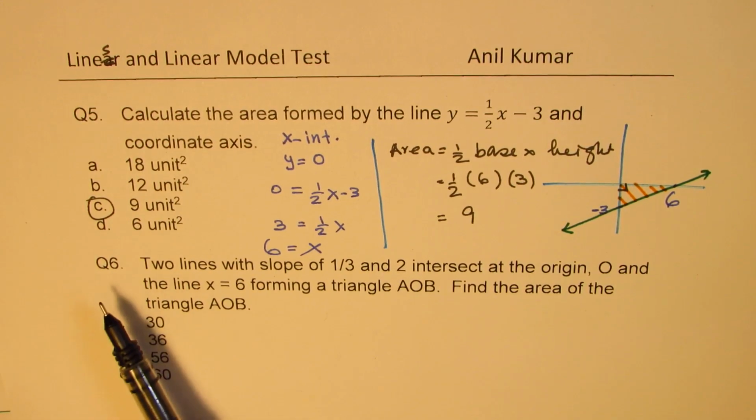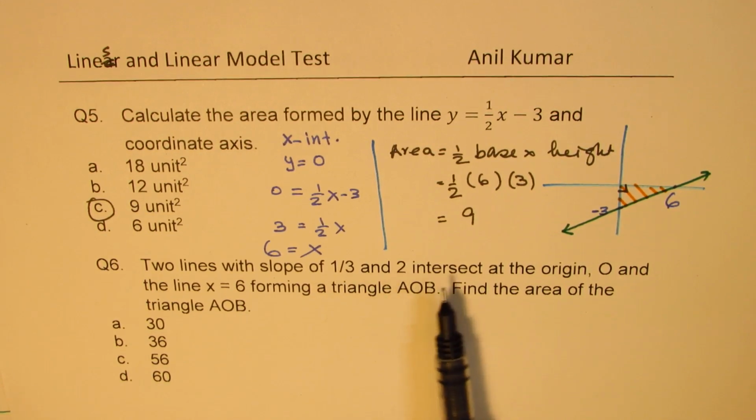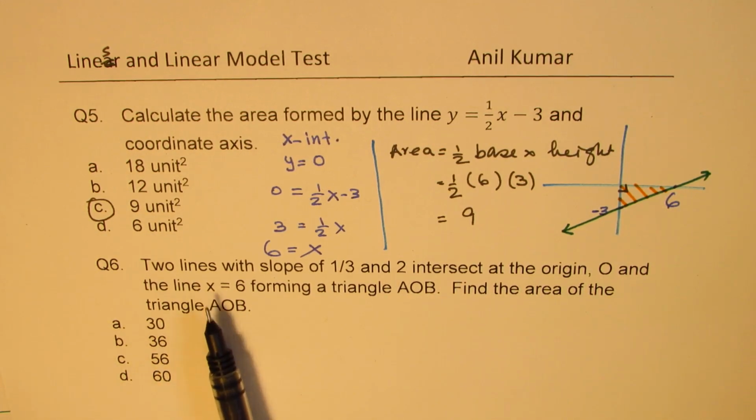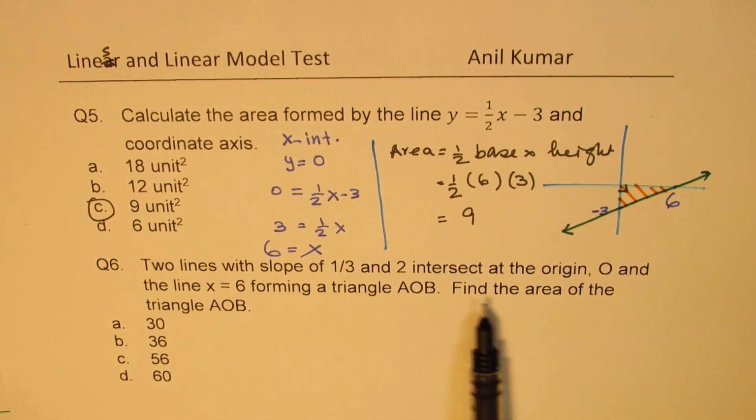Now let's look into question number 6. Two lines with slope 1 over 3 and 2 intersect at the origin O and the line x equals 6, forming a triangle AOB. Find the area of the triangle AOB.